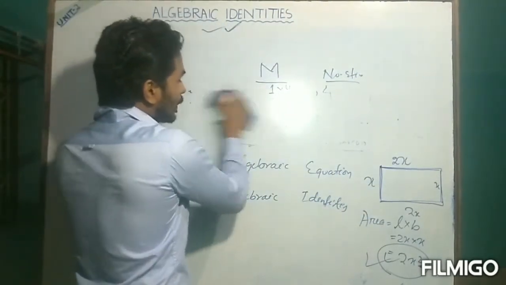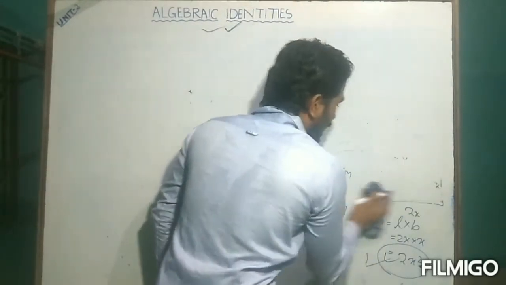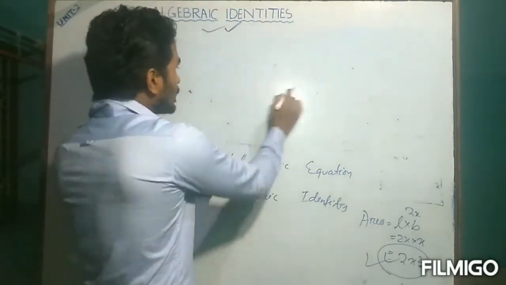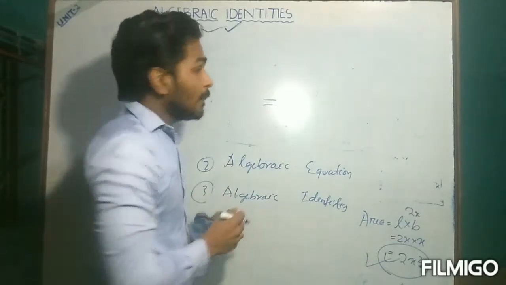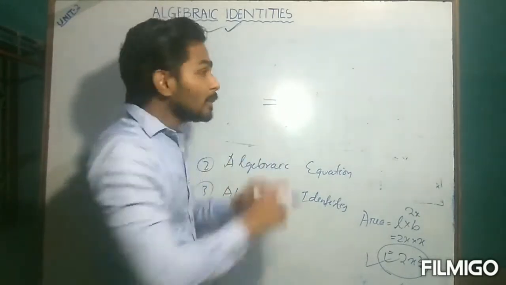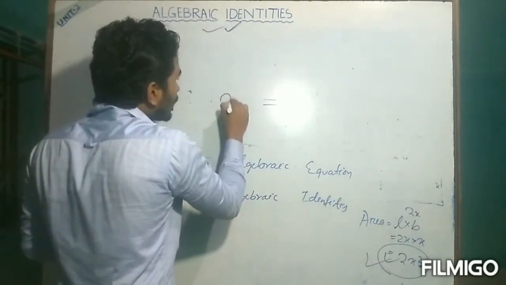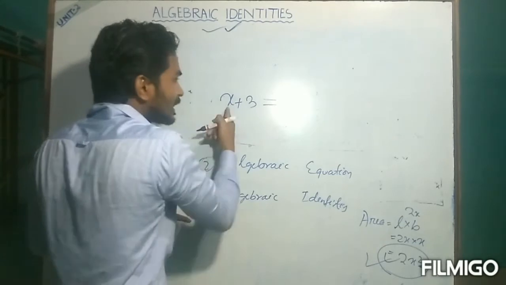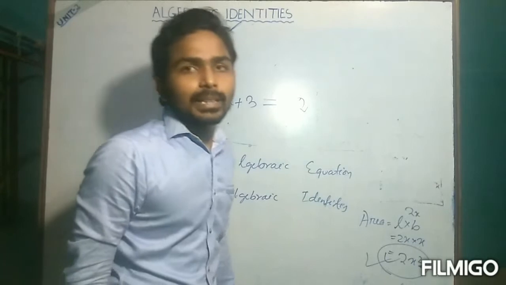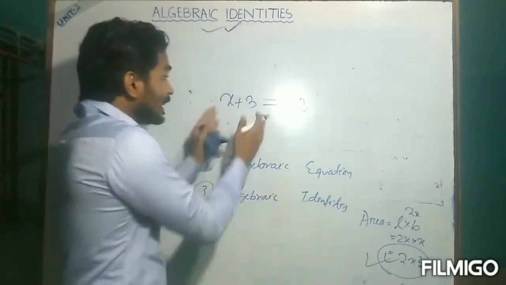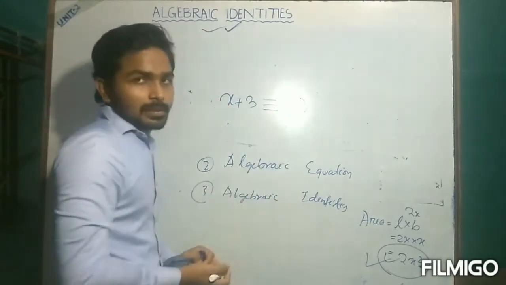Now coming to the second point, that is algebraic equation. It is also a very simple term. An algebraic equation means it is an equality. Equality means an equal to symbol between any two sides or between any two algebraic expressions. For example, x plus 3 is an algebraic expression, and 2 is also an algebraic expression. So it is an equality between two sides.